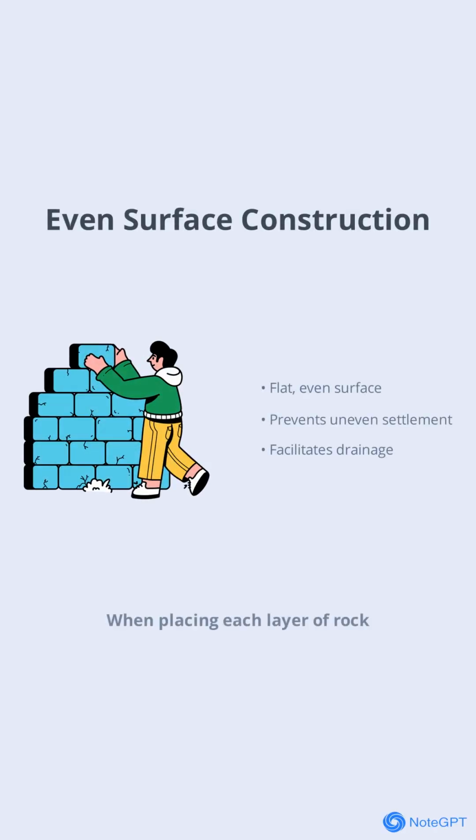In placing each layer of rock, it's important to ensure that the surface is as flat and even as possible. This helps with effective compaction and prevents uneven settlement later on. Careful leveling also makes it easier to install drainage facilities and other structural elements. By maintaining a smooth surface throughout the construction process, you can achieve a more stable and long-lasting structure.